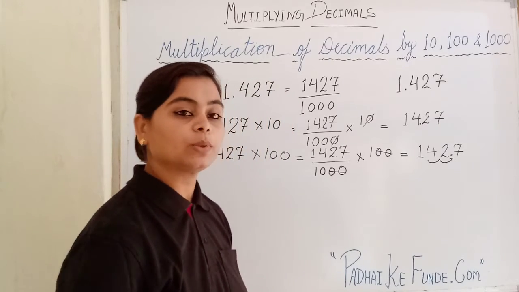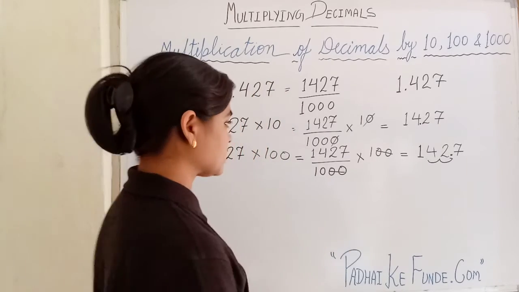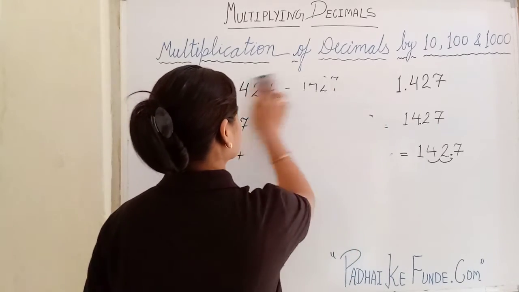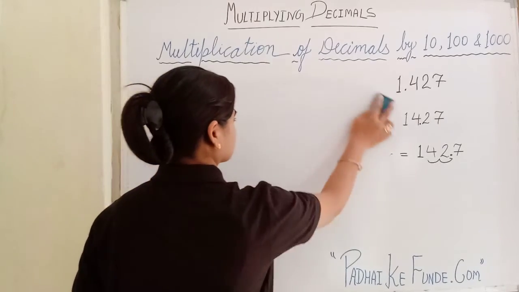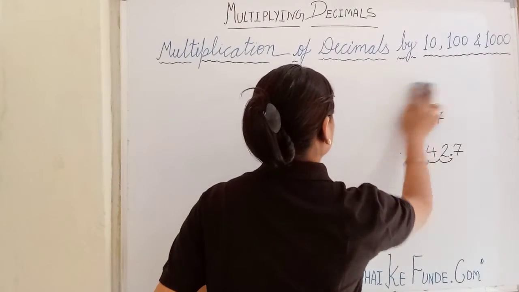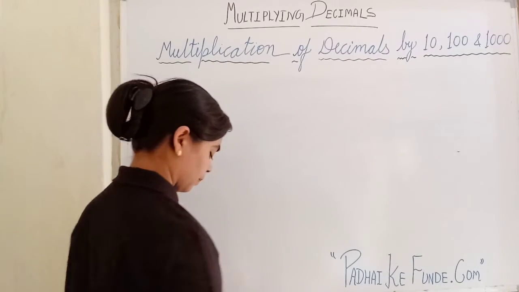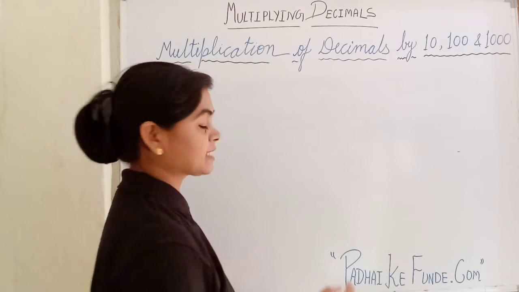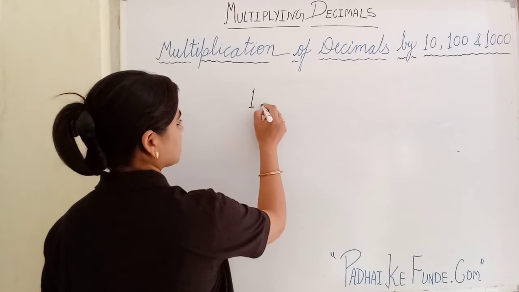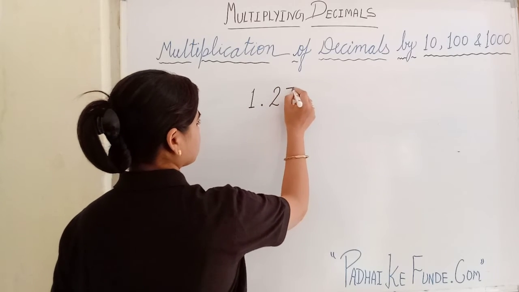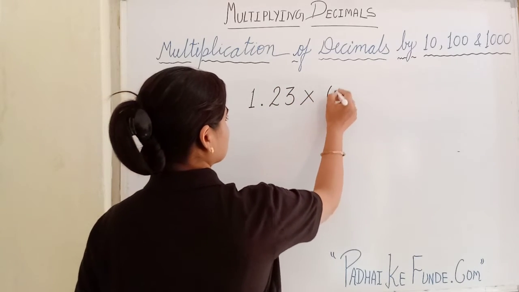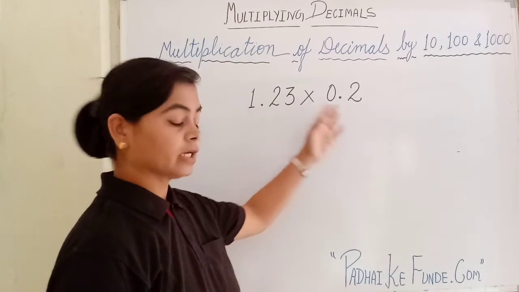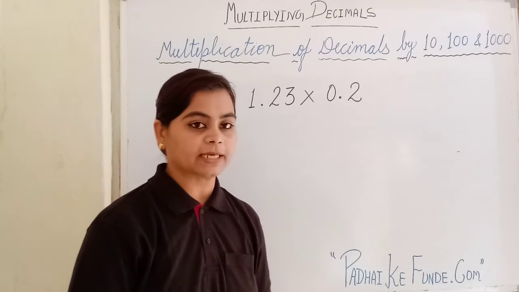Now let us discuss the multiplication of 2 decimals. If we have to multiply two decimals, then what to do? For this, we will take two decimals with us. I am taking here 1.23 into 0.2. Okay, we have taken both the decimals. Now, how to multiply them?